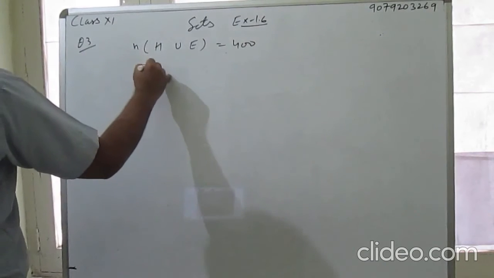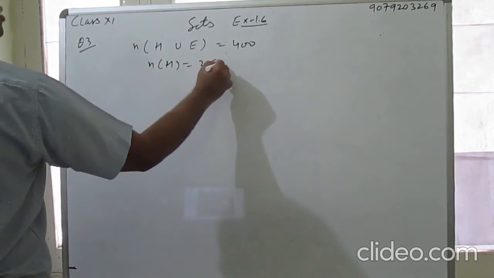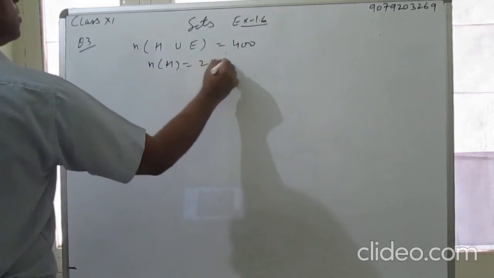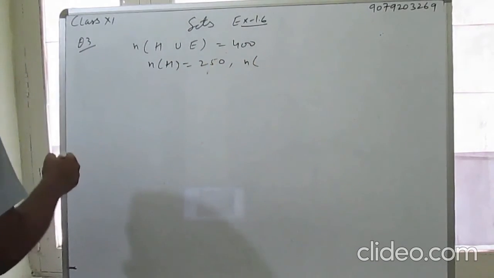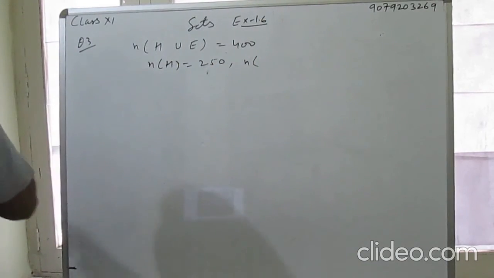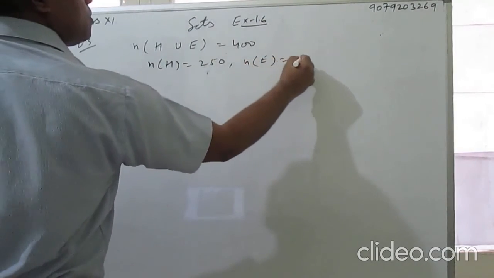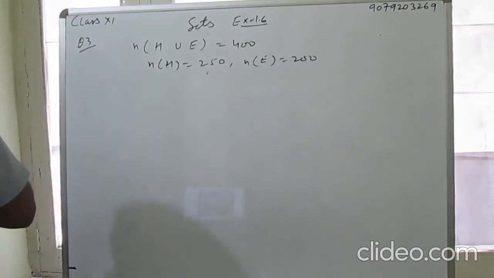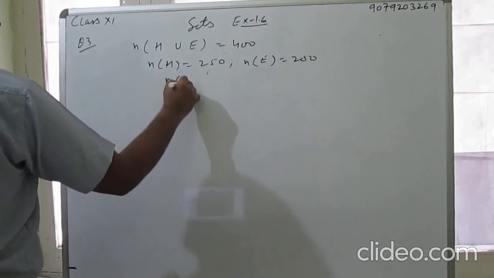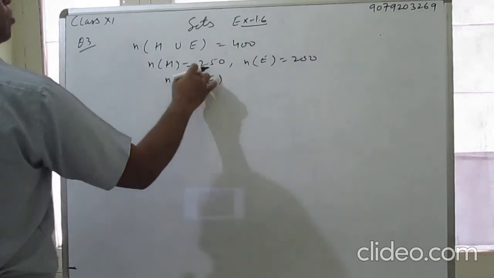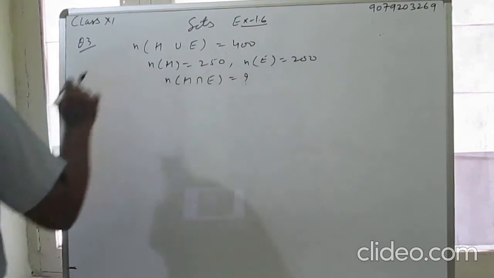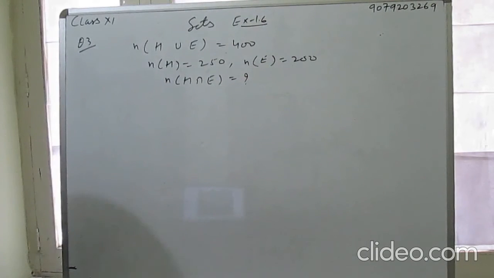Now people who can speak Hindi are 250. People who can speak English are 200. You have to find the people who can speak both Hindi and English, the common ones. So you have to find the intersection. Now you can apply the formula.